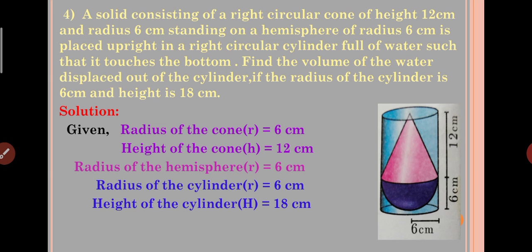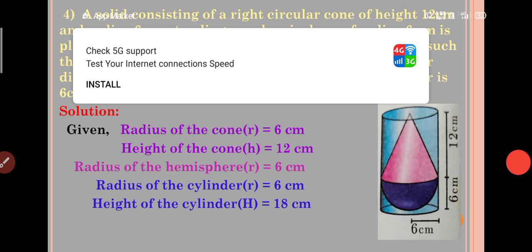Is the height of the cylinder and the cone the same? No, so it is different. So we have to differentiate it. So height of the cylinder I mention using capital H, that is 18 cm. Understand? Now you tell me children, how to find the volume of the water displaced?